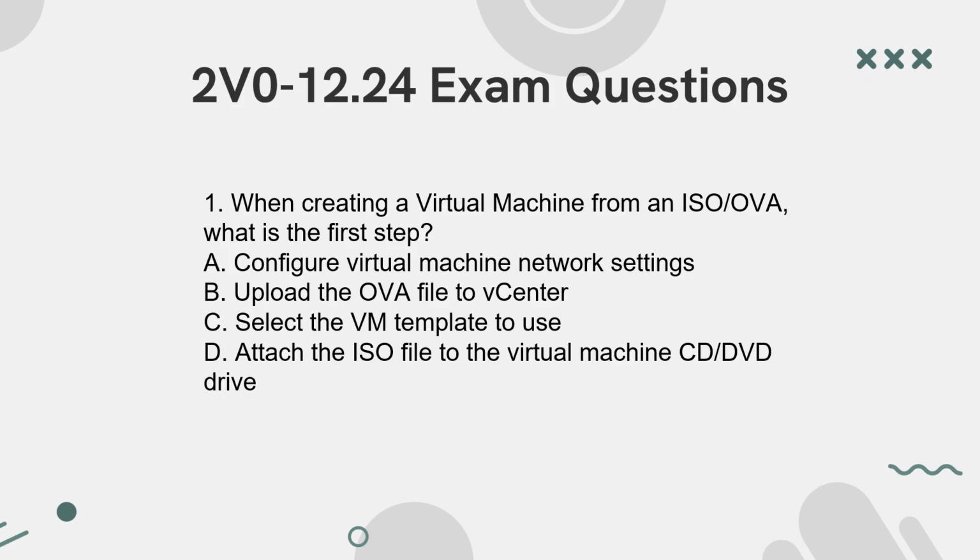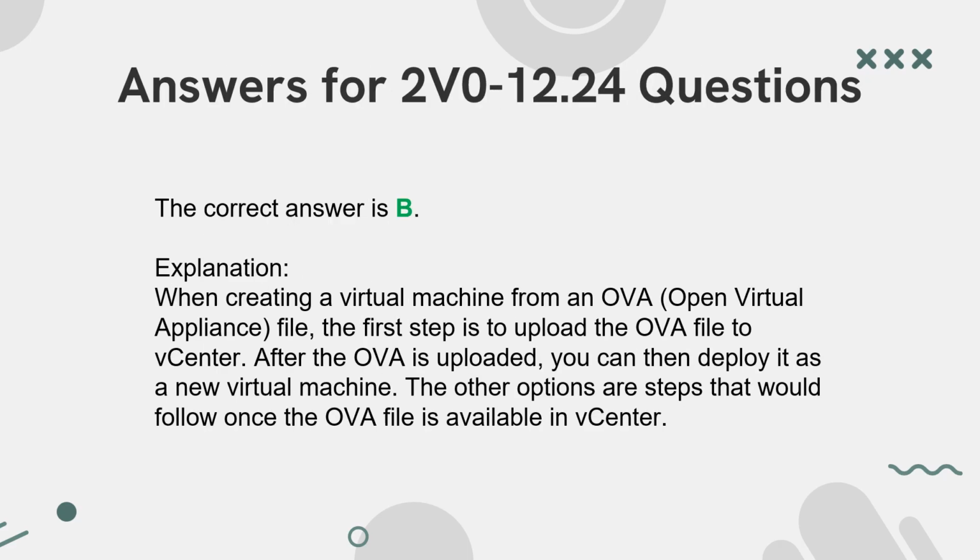When creating a virtual machine from an ISO/OVA, what is the first step? A. Configure virtual machine network settings. B. Upload the OVA file to vCenter. C. Select the VM template to use. D. Attach the ISO file to the virtual machine CD/DVD drive. The correct answer is B.